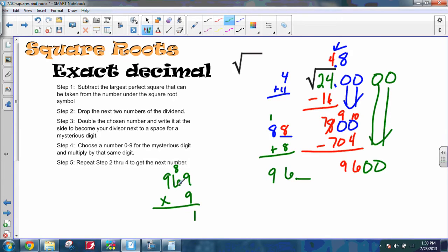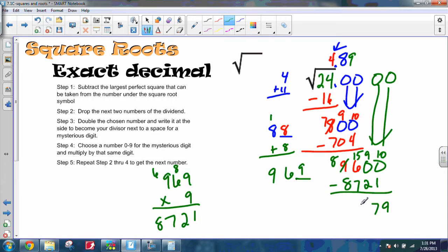9 times 6 is 54. Plus 8, 62. And 9 times 9 is 81. Plus 6 is 87. So that works. So the next digit is 9. And I'll subtract 8,721. That will leave me with 879. So my exact decimal is 4 and 89 hundredths.